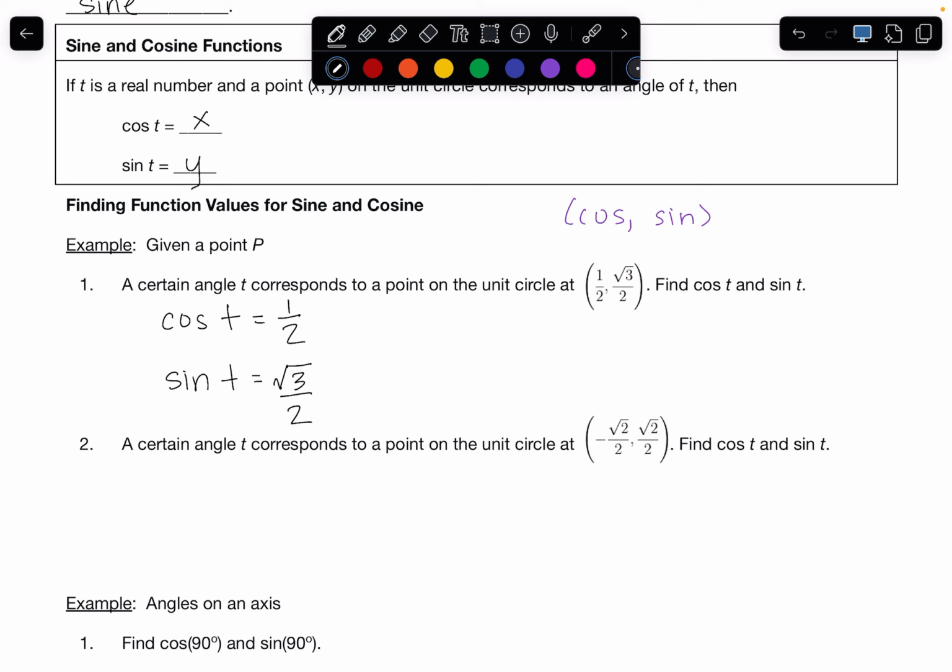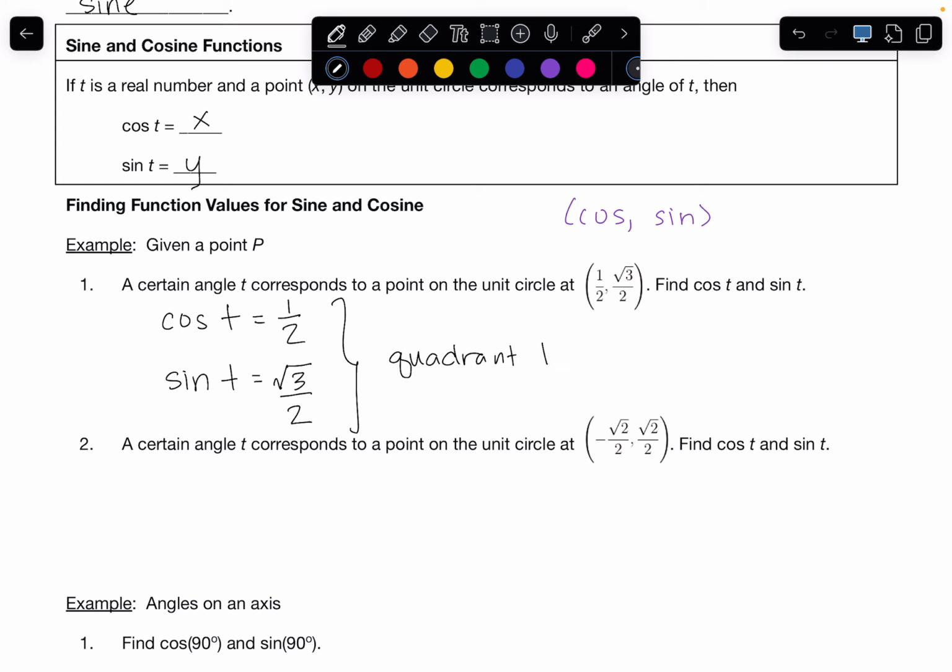Very good. I also can tell by looking at that point which quadrant I'm in. Which quadrant is that ordered pair sitting in? 1, 2, 3, or 4? 1, because it's positive, positive. Good. So these values are for quadrant 1.